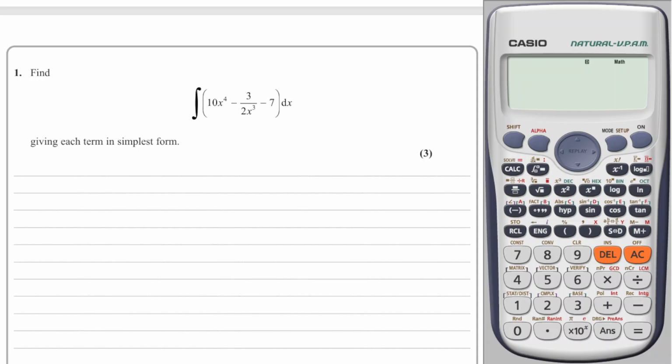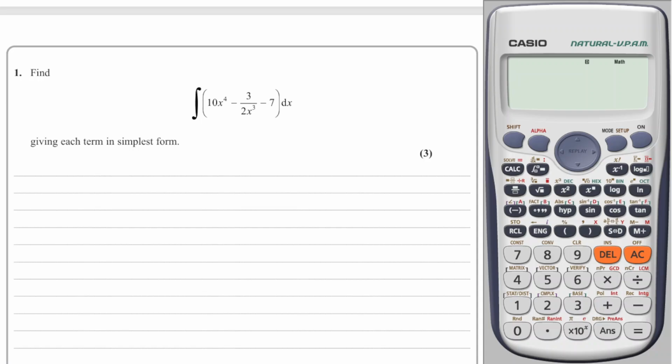Hello students, today we are going to see a question from the June 2024 P1 paper. So the first question is an integration question. It is a simple integration. First of all we need to simplify this algebraic expression, then only we will be able to do the integration.